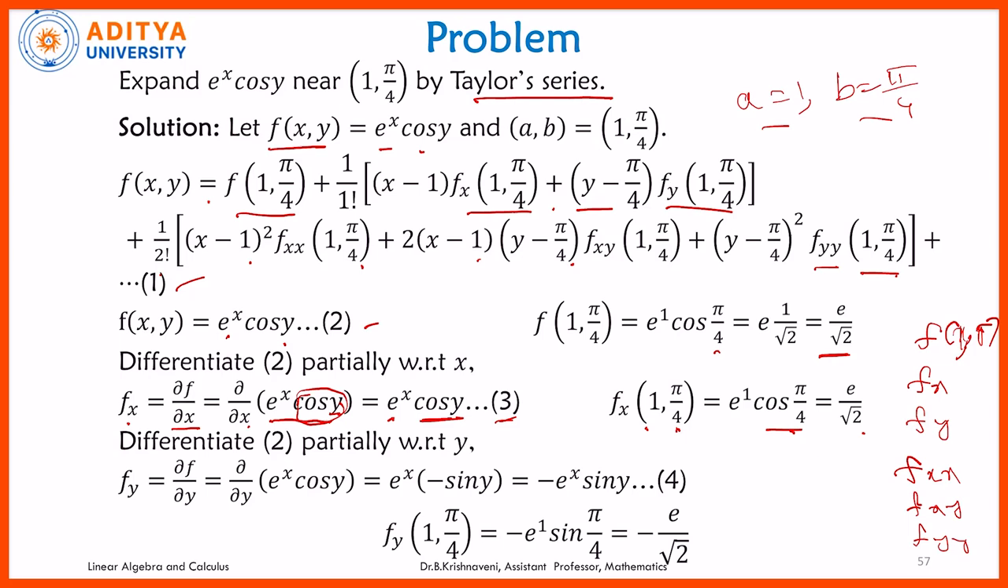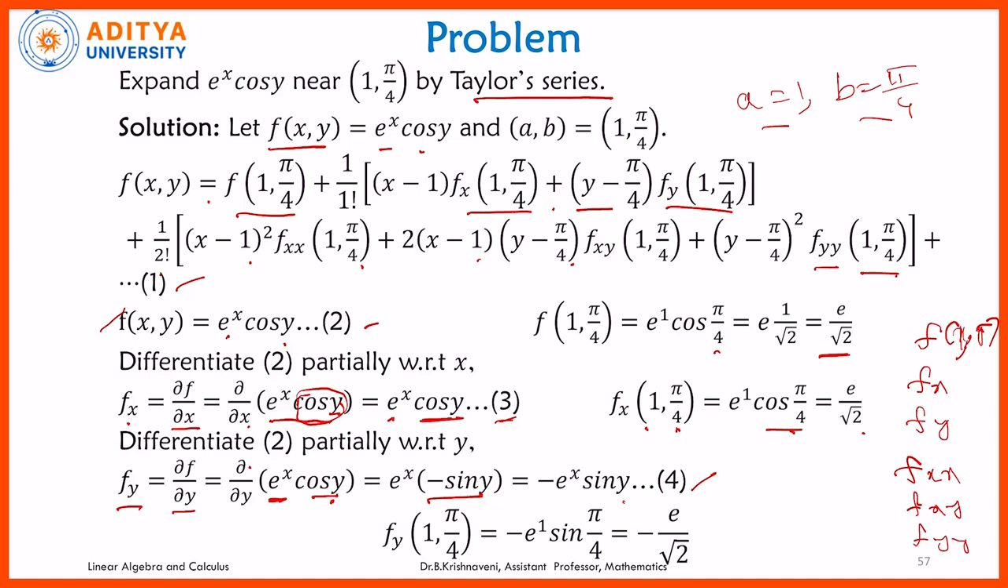Next, find out the partial derivative of f with respect to y, represented by fy, that is ∂f/∂y. Now, x is constant, so ∂/∂y of e^x cos y: e^x is constant and the derivative of cos y is minus sin y, which is equal to minus e^x sin y. Let us take this as equation number 4.